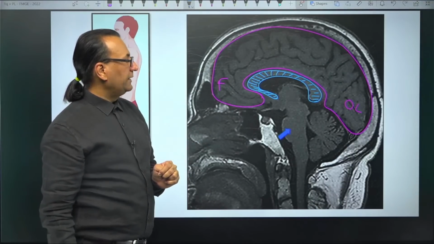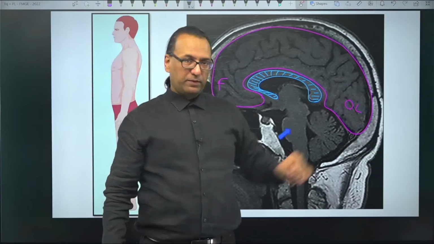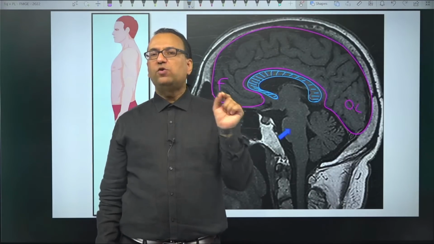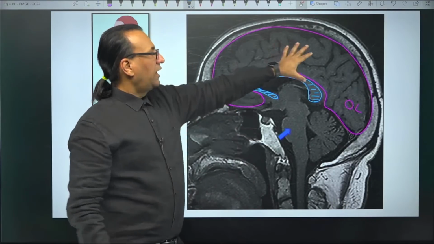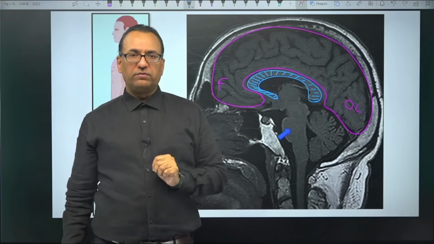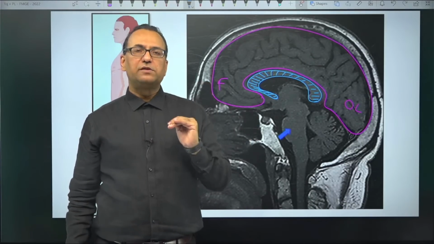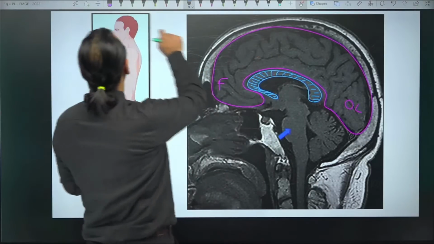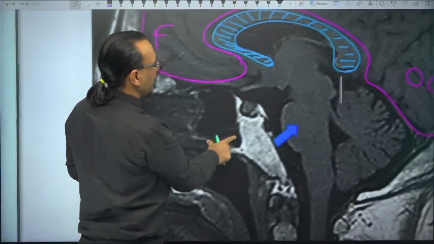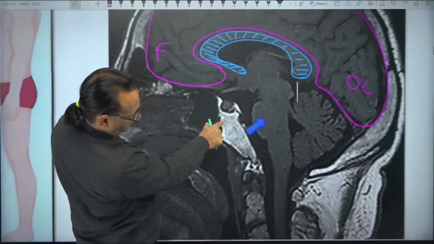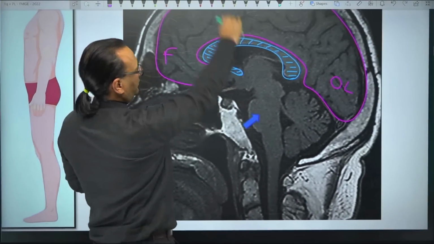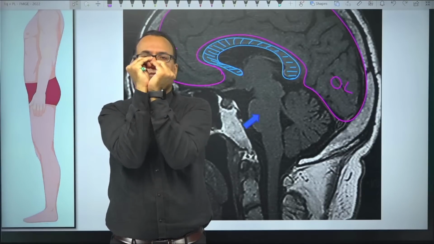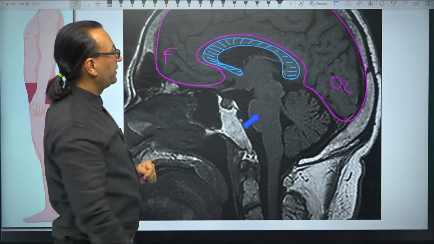Then you will find this is the cerebrum, telencephalon. Then comes the diencephalon, thalamus, hypothalamus. Where is the diencephalon? Let me zoom, if it is possible, a little bit more. You will find the telencephalon is holding the diencephalon like this. So deep here will be the diencephalon.